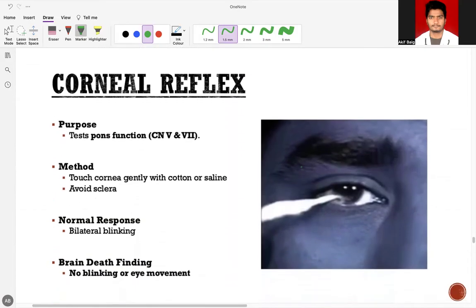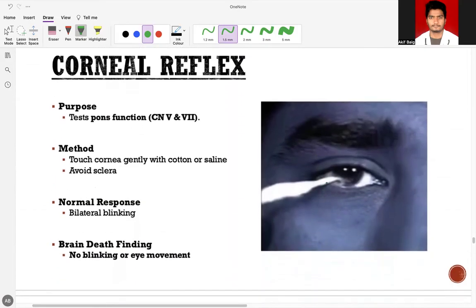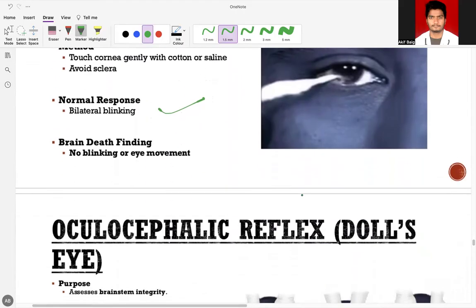Next is the corneal reflex, where we take a piece of cotton folded like this and touch it directly to the cornea, and this should usually lead to bilateral blinking, blinking of both eyelids. It tests the pons function, cranial nerves 5 and 7, and if there is brain death, there will be no blinking or eye movement.